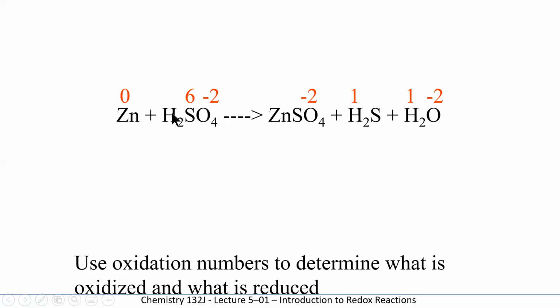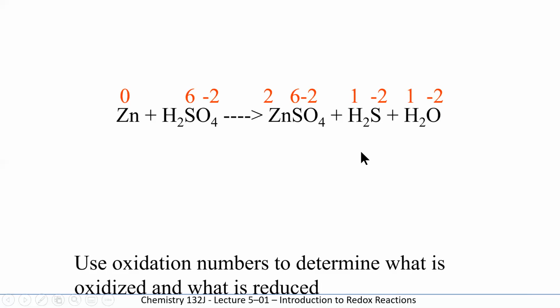So 6 added to +2 gives us +8. -2 times 4 gives us -8. So we can see the sulfate is going to have the same oxidation state on both sides. When ions remain intact, they're going to have the same oxidation state. But we do see in hydrogen sulfide gas, in this case, if hydrogen is +1, then sulfur in this case must be -2. And we can see sulfate is -2 overall. Zinc has to be +2.